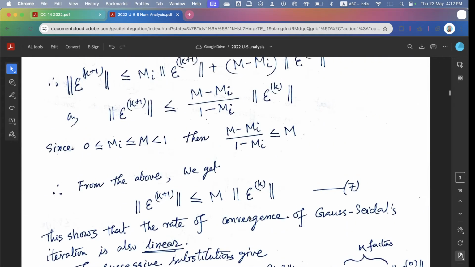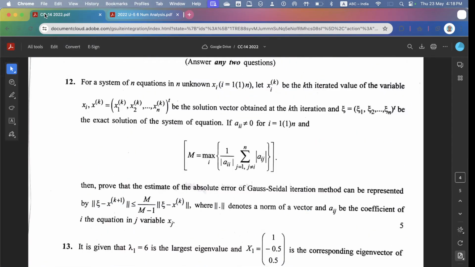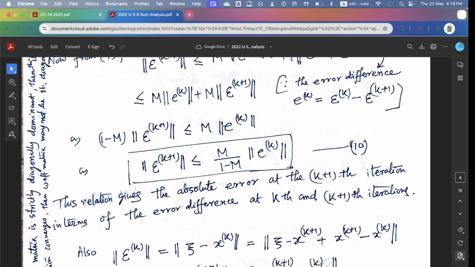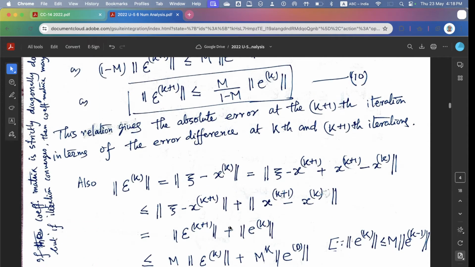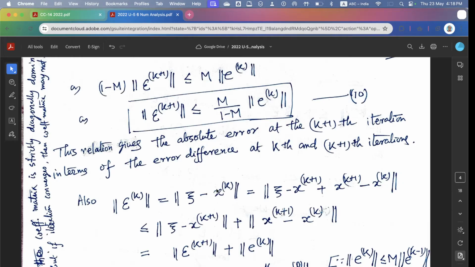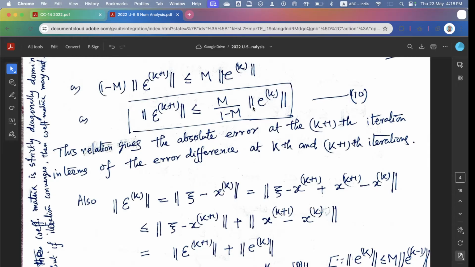But the question paper here has xi minus xk plus 1 less than or equal to m by (m minus 1) times the norm of xi minus xk. Actually, xi minus xk is the epsilon. This is wrong. Actually, this should be ek.